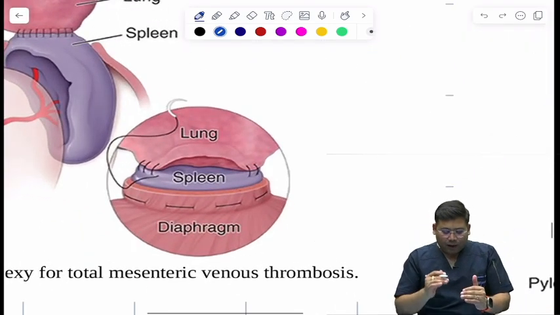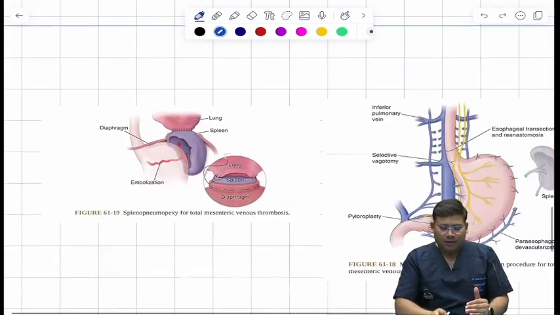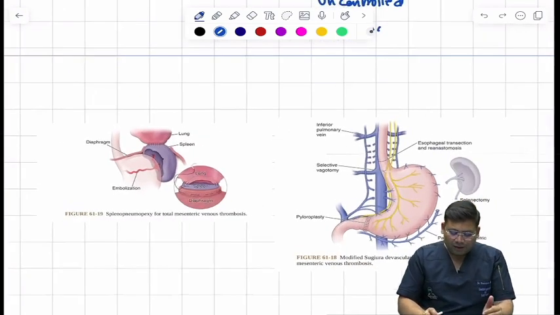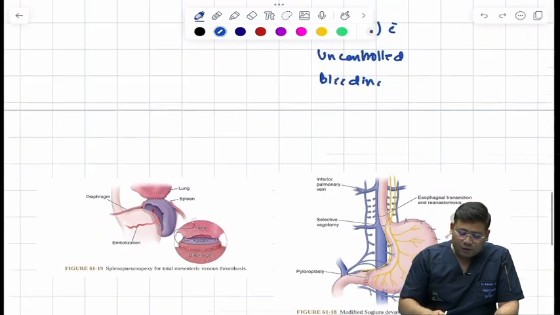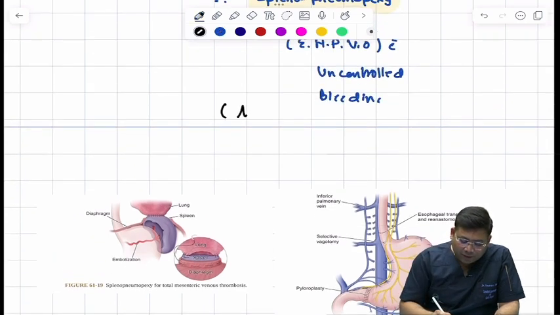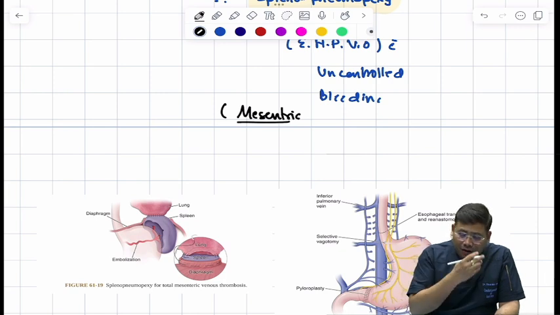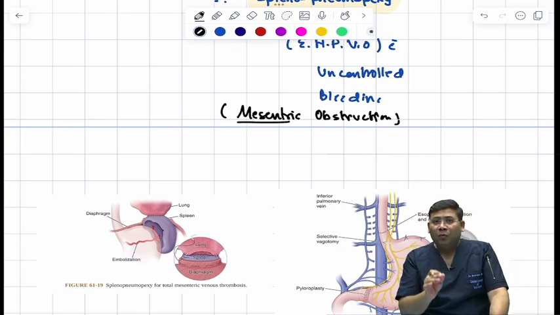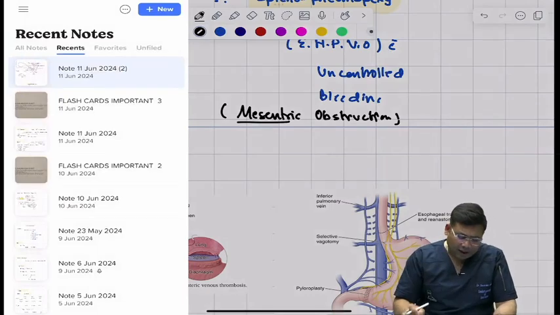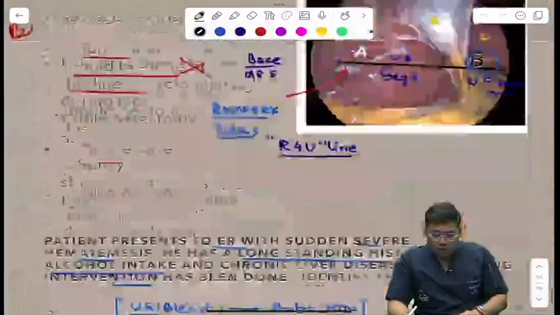Can you see? Diaphragm, spleen, lung. This is how you control it, and this is done whenever you have the extrahepatic portal obstruction. So basically this is done for portal obstruction when the cause is not in the liver. So in such obstruction cases you have to go for splenopneumopexy. Let us get back and go to the next image.